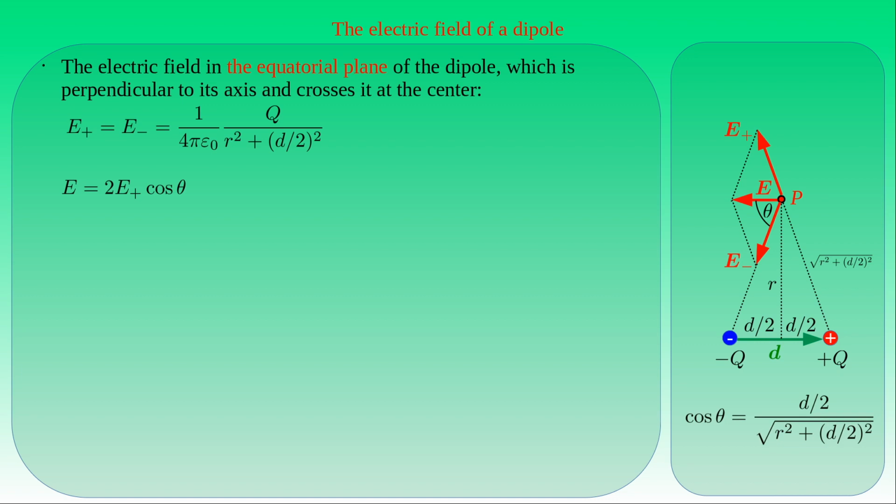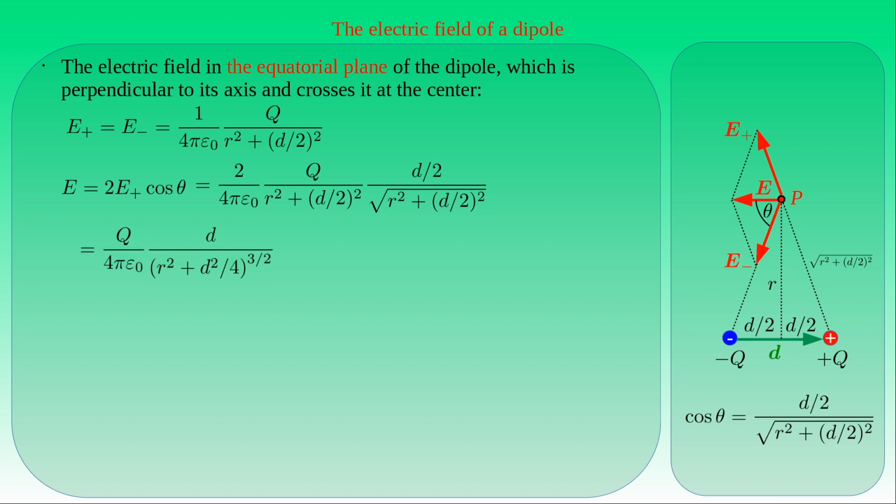Now we can write that the magnitude of the vector E is equal to 2 over 4 pi times epsilon naught, times q over r squared plus the square of d over 2, times d over 2 to the square root of r squared plus the square of d over 2. Then we obtain q over 4 pi times epsilon naught, times d over 2 divided by r squared plus the square of d over 2 to the power of 3 over 2.